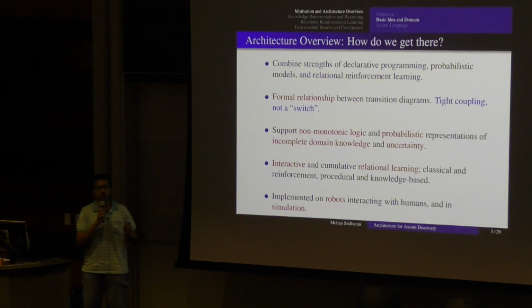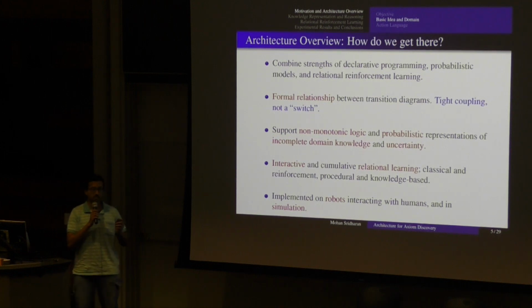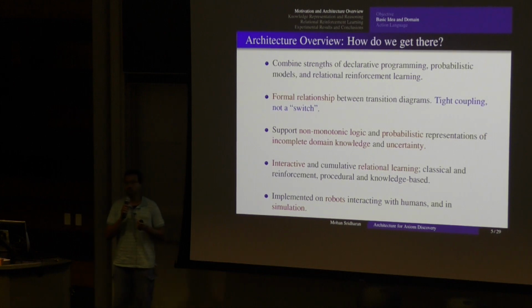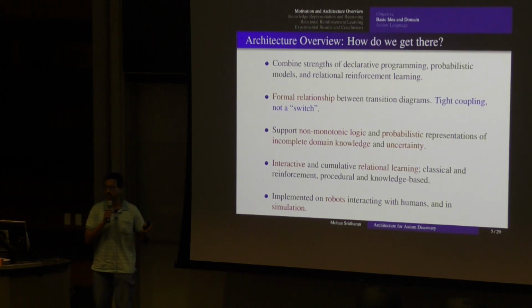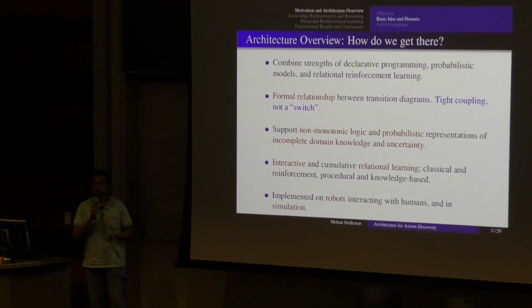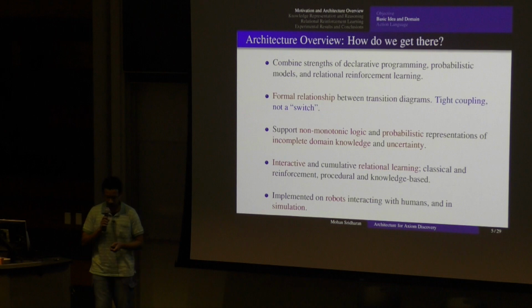What we are thus able to do is both non-monotonic logical reasoning and probabilistic reasoning with incomplete domain descriptions. That should hopefully be clear shortly. In addition to that, we are able to do interactive and cumulative relational learning. What I mean is we use a mix of more classical machine learning like supervised learning, and we also use reinforcement learning, and I will get back to that when I talk about it. All of this is implemented on robots and has some simulation trials to help the learning as well.